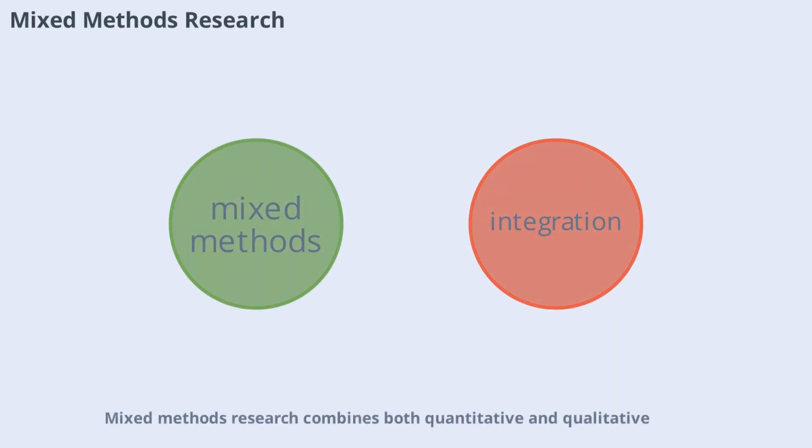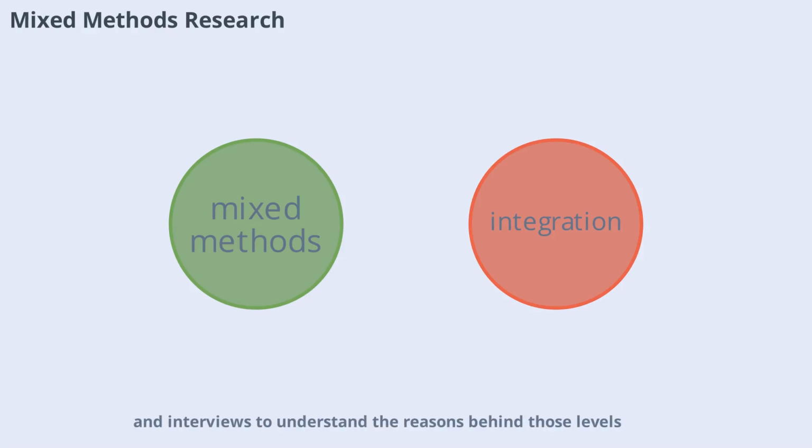Mixed methods research combines both quantitative and qualitative approaches to provide a comprehensive understanding of educational phenomena. By integrating numerical data with in-depth insights, researchers can explore complex questions from multiple angles. For example, a study might use surveys to measure student engagement and interviews to understand the reasons behind those levels. Mixed methods research offers the strengths of both approaches, making findings more robust and actionable.